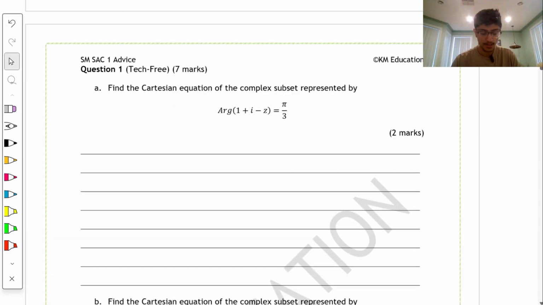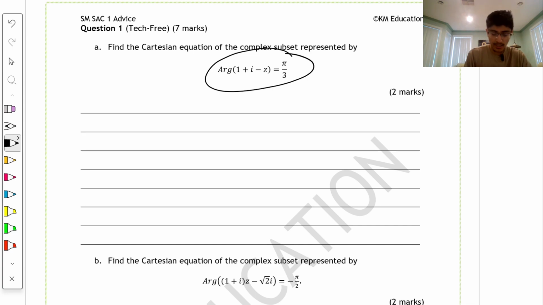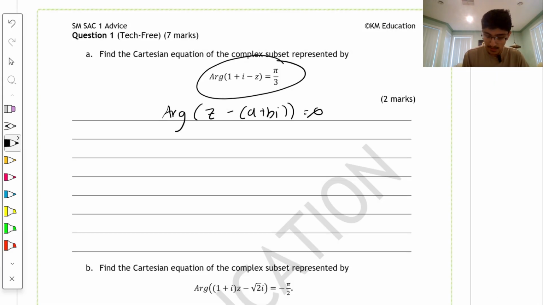Starting off with question 1, part A. This says find the Cartesian equation of a complex subset represented by arg(1 + i - z) = pi on 3. For this question, you might just look at it and wonder what's going on. But a really good problem-solving technique is to try and manipulate the equation into something you're already familiar with. We know how to find the Cartesian equation of equations in this form: arg(z - (a + bi)) = theta. So our goal is to somehow convert this into this form, and we can do that by looking at the coefficient of z. You see it's minus z, and we want to get it to z.